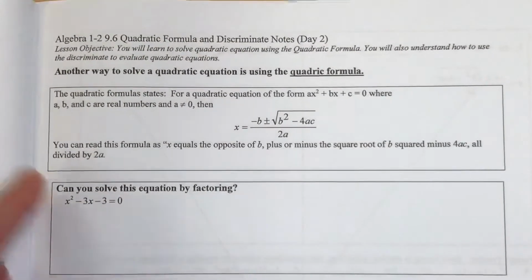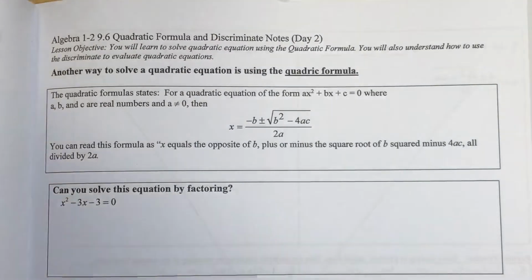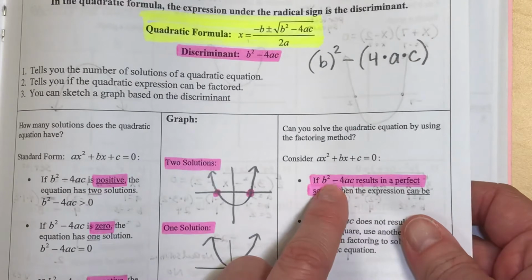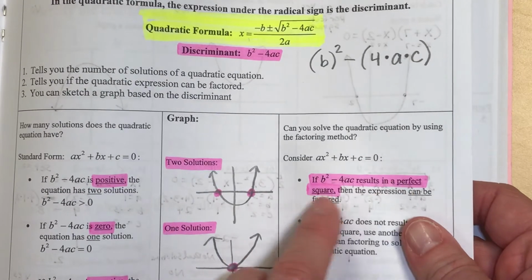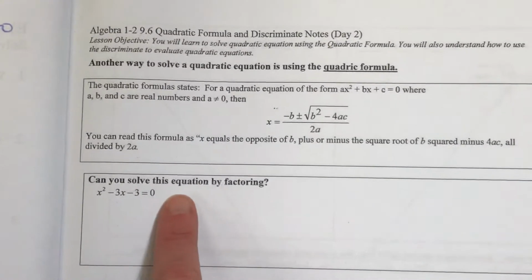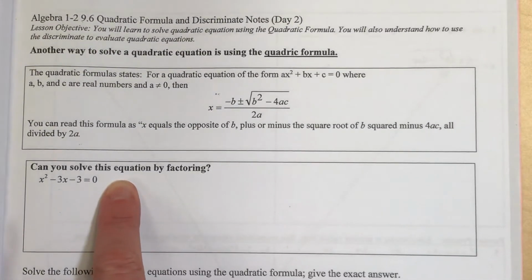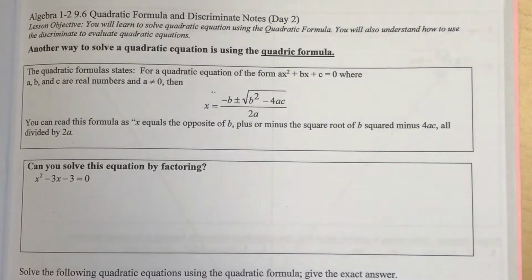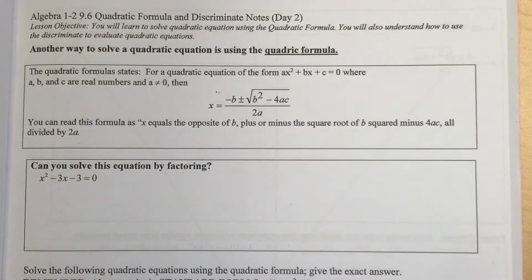And the first thing I want to do is refresh your memory to a video that we had for the first lesson, and that is when your discriminant is a perfect square. This is how you know you can factor. And so with the question here that says, can you solve by factoring, we can just think through it, and then I'll show you with the discriminant piece.